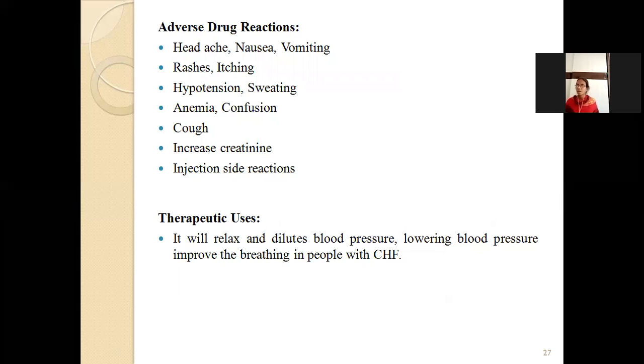Next, adverse drug reactions are headache, nausea, vomiting, skin rashes, itching, hypotension, sweating, anemia, confusion, cough, increased creatinine level, and injection site reaction. So this drug is given through the intravenous route, so at that site we may feel site reactions like rashes or swelling. And uses: it is used to relax and dilate the blood vessels, lowering the blood pressure and improving breathing in people who are suffering from congestive heart failure.